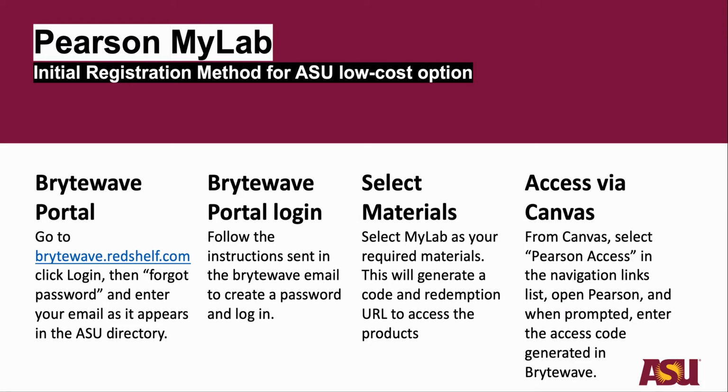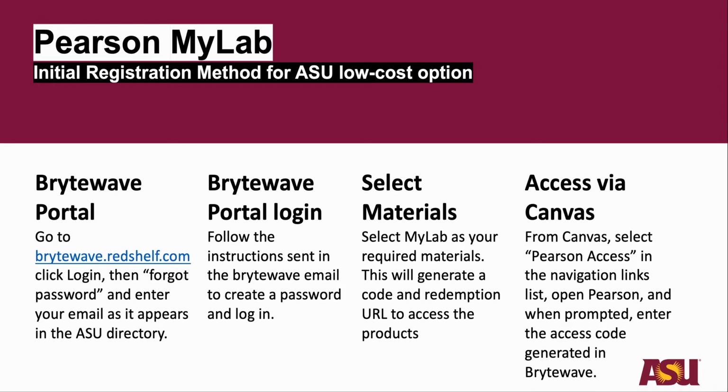To get registered for Pearson MyLab, the first time we'll take a few steps, which starts at the Brightwave portal, brightwave.redshelf.com. You'll click Login and Forgot Password and follow the instructions to log in. As a part of that, you'll enter your email as it appears in the ASU directory. Then, once you get that email, follow the instructions in it to create a password and log into the Brightwave site. On that site, you'll see a selection of required course materials. You're going to select MyLab as your required materials.